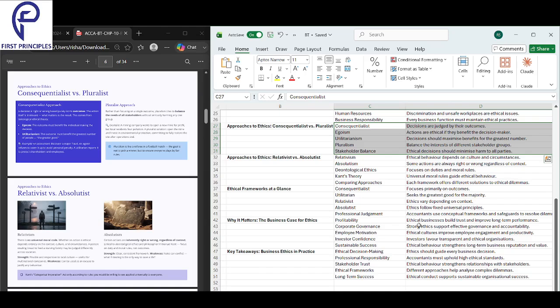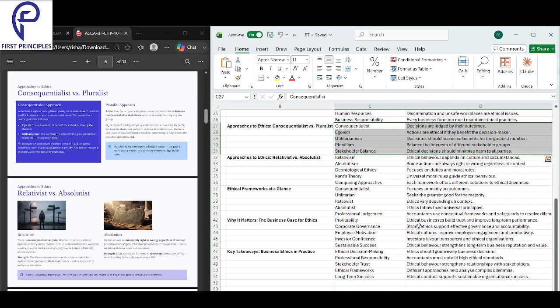Ethical decisions should minimize the harm to all parties. Then we have pluralism, balancing the interests of different stakeholder groups. Then we have utilitarianism. Decisions should maximize benefits for the greatest number. Then we have egoism. Actions are ethical if they benefit the decision maker.